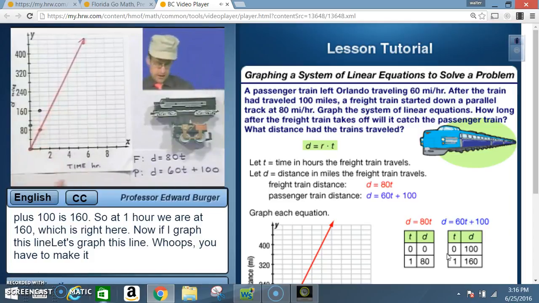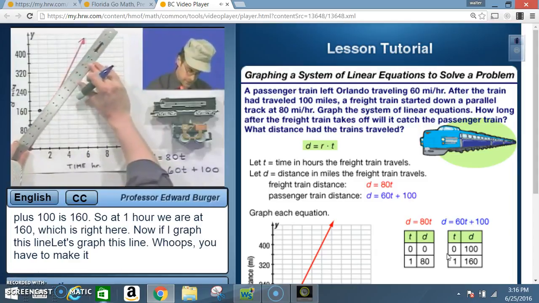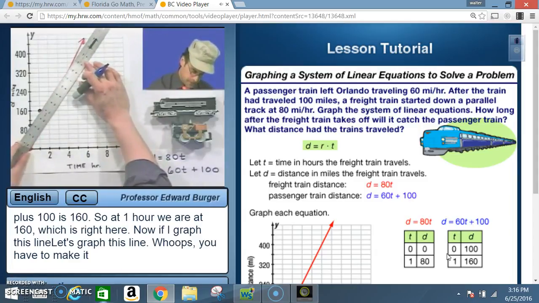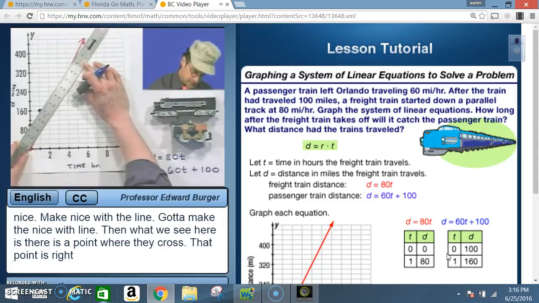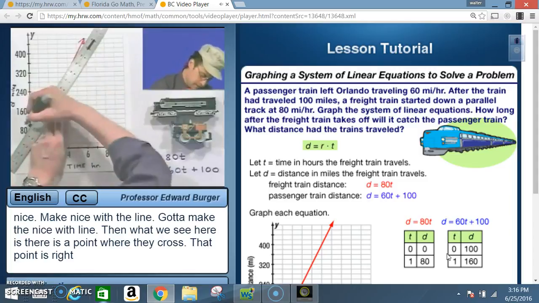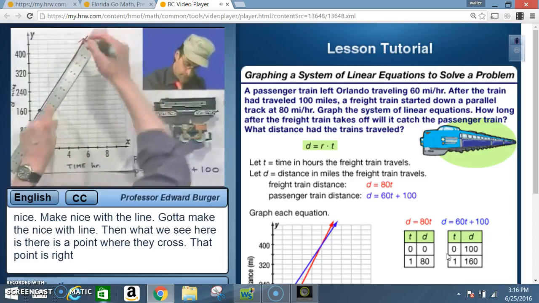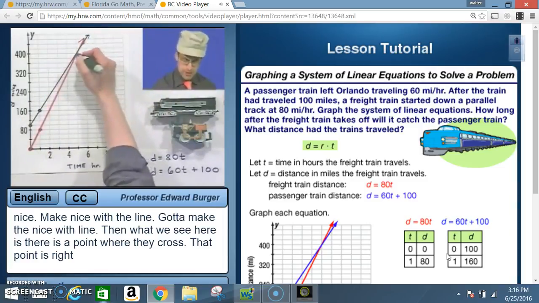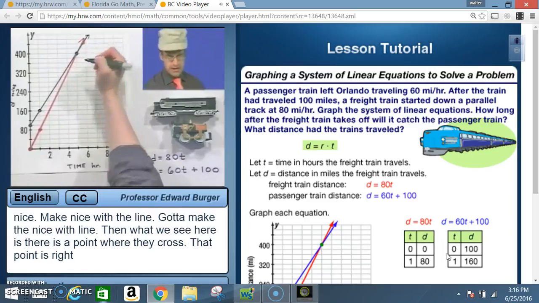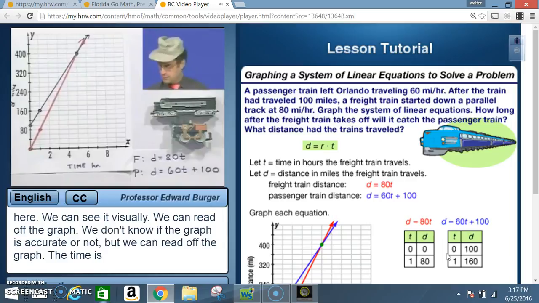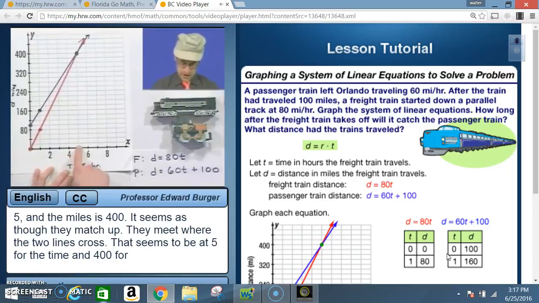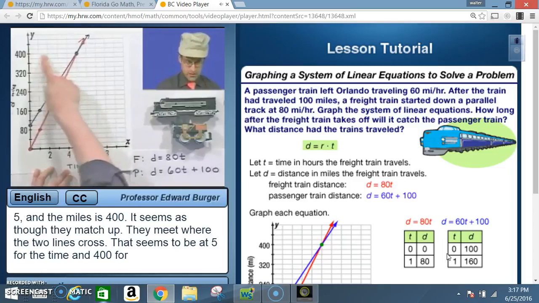And now let's graph this line. Make it nice with the line. Then what we see here is that there's a point where they cross. That point is right here. We can see it visually, and we can actually read off the graph. Now, of course, we don't know if the graph is really accurate or not, but we can read off the graph, and it seems like the time is 5, and the miles is 400.